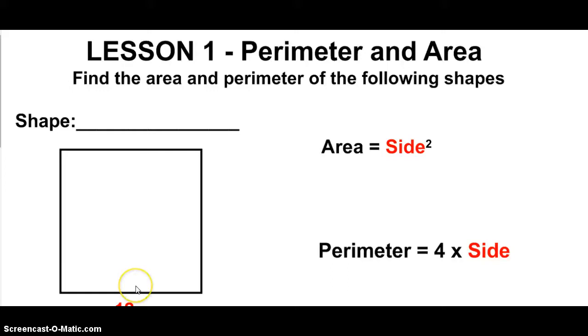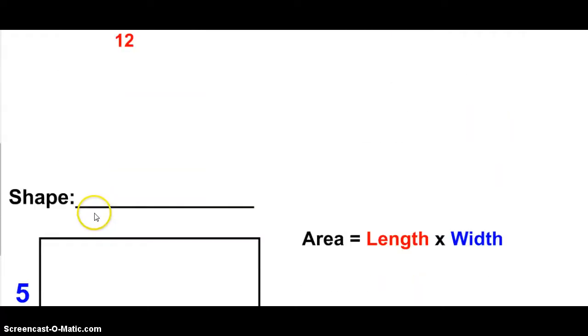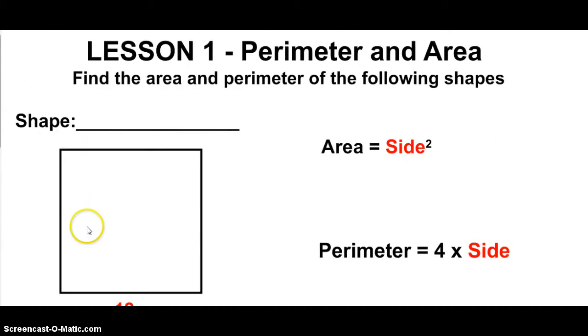Okay, let's get started. We're going to start our first lesson for our volume unit with perimeter and area. Now remember, perimeter and area are different than volume because perimeter and area are for 2D shapes that are flat, like squares, rectangles, triangles, and circles. And volume is for 3D shapes. So let's just get started with a little review on perimeter and area.